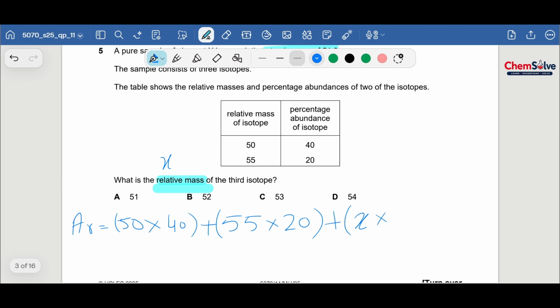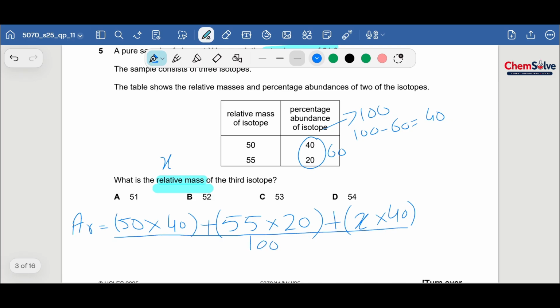And what would be its abundance then? Abundance is 100%. So this is 40 plus 20, so it makes 60. 100 minus 60, it will be 40. So relative abundance would be 40 here, and everything will be divided by 100. So let's solve it.